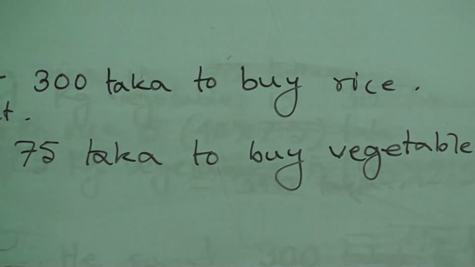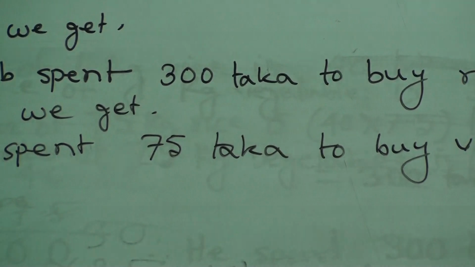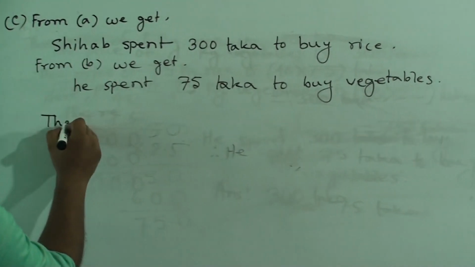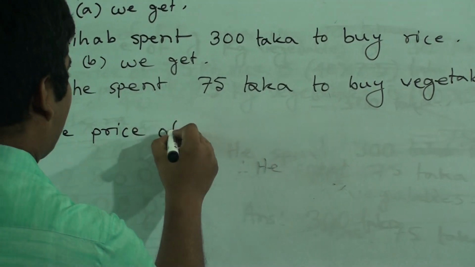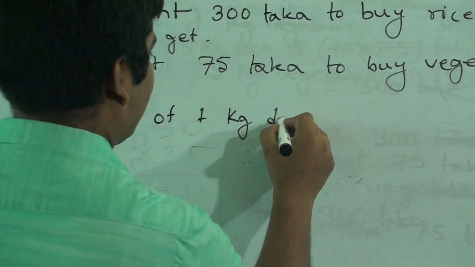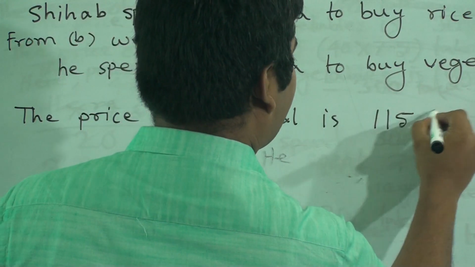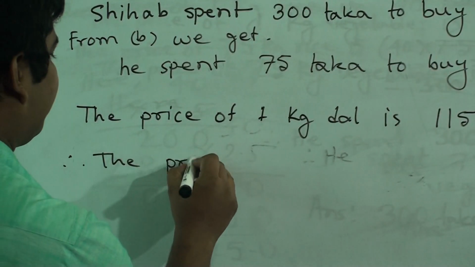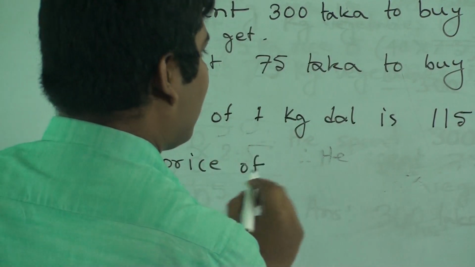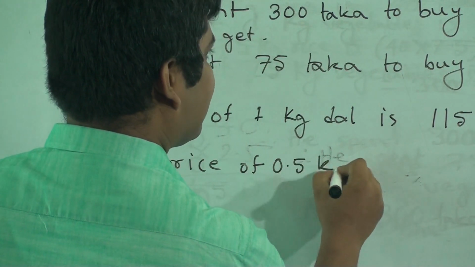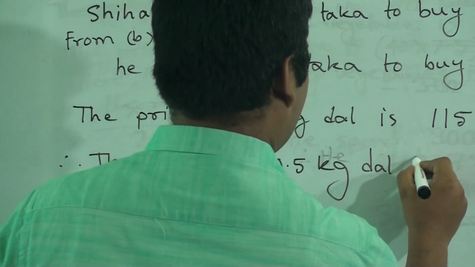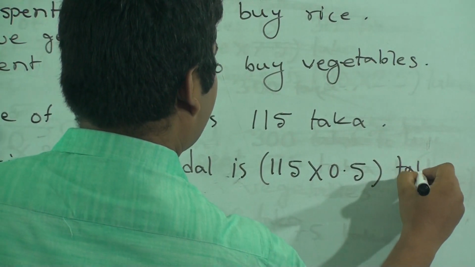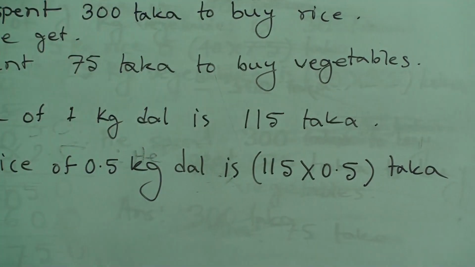Okay, now we find out the amount of money that he spent to buy dal. So right, the price of 1 kg dal is 115 taka. Then therefore the price of 0.5 kg dal is 115 multiplied by 0.5 taka.